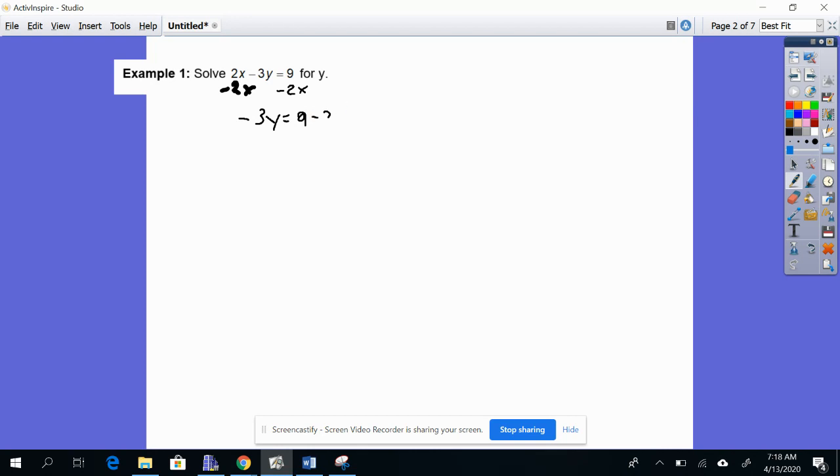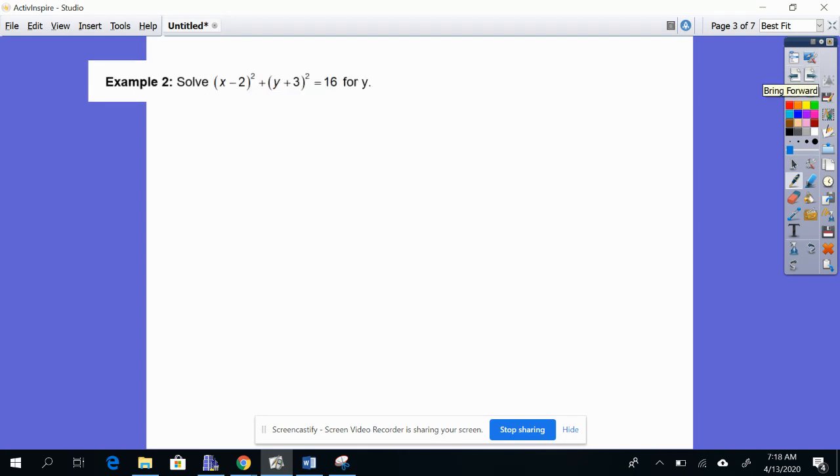equals 9 minus 2x. Well, I've still got this negative 3 here that I need to get rid of. There's multiplication happening here, so the opposite is going to be division. And then I just do it to the other side as well, because anything I do to one side, I need to do to the other. So I've got y is equal to 9 minus 2x over negative 3. And that's it. y is by itself. That's what our goal was.